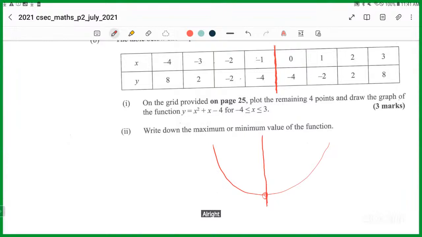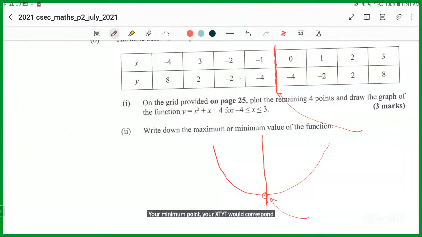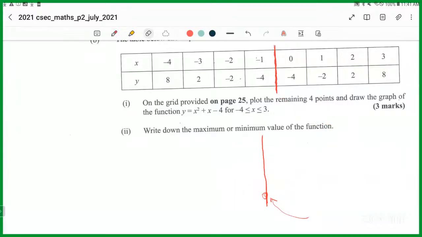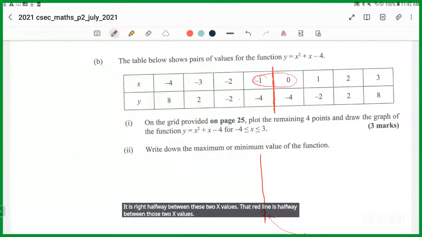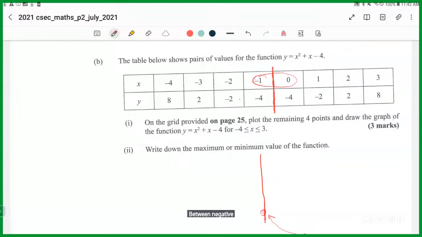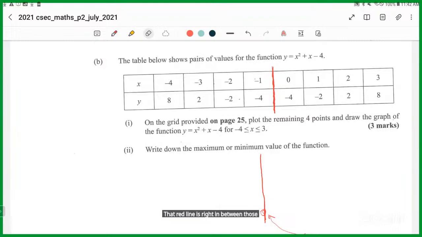Your minimum point is right here. The minimum point will be on this red line. Your minimum point, your xt, yt, would correspond to where that red line is. It is right halfway between these two x values, -1 and 0. That red line is right in between those two x values.